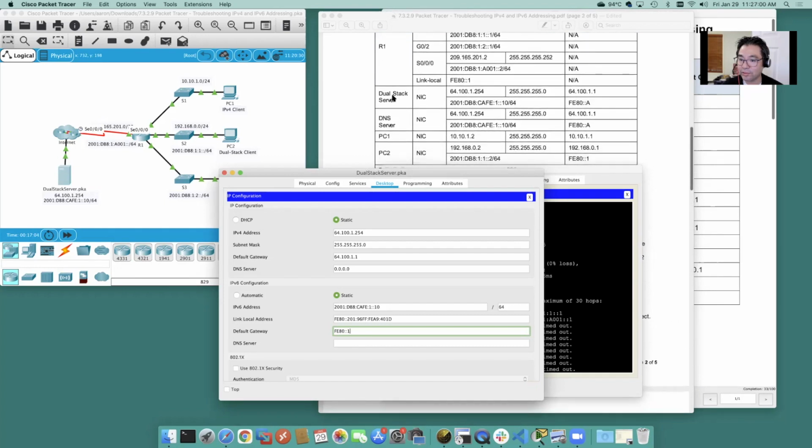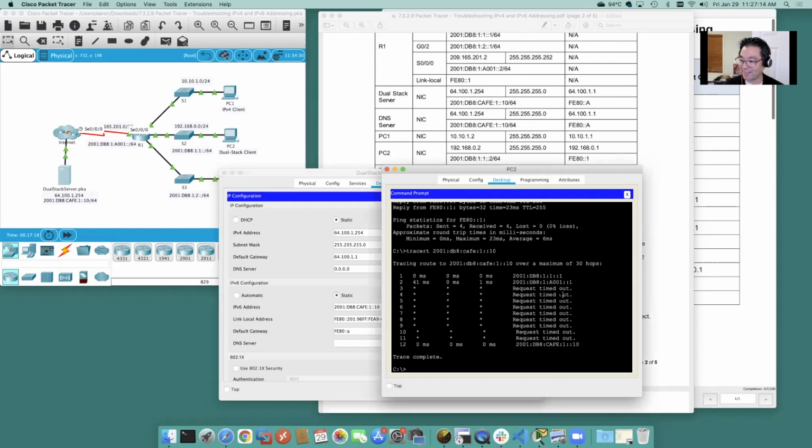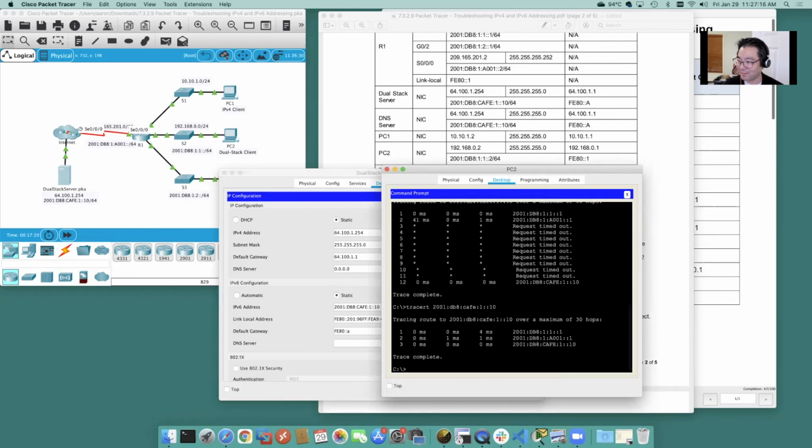Okay, dual stack server, FE80::A. Okay. And look at that, the traceroute completes now. Awesome.